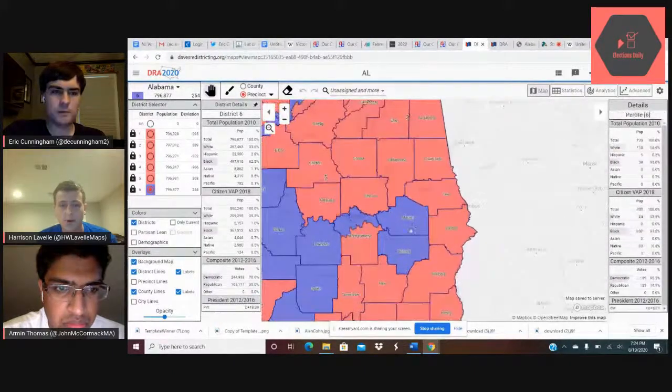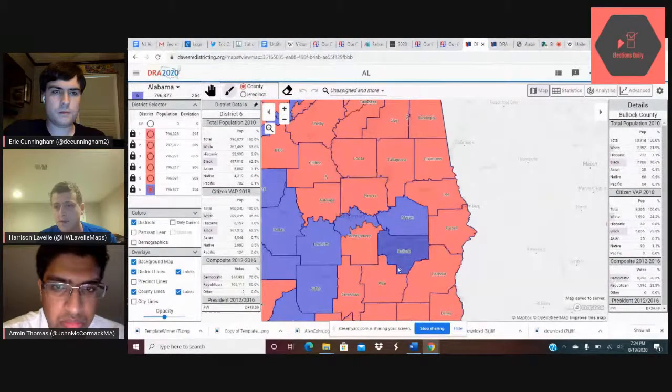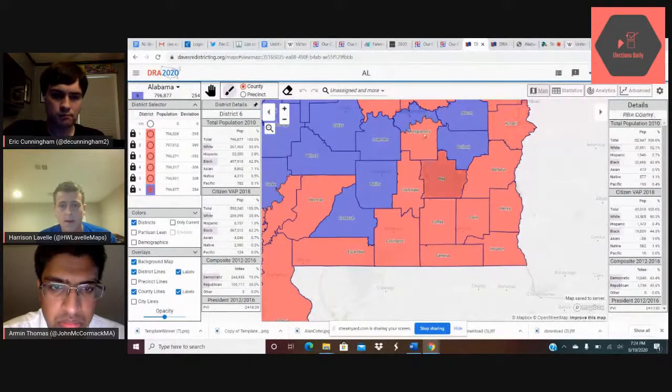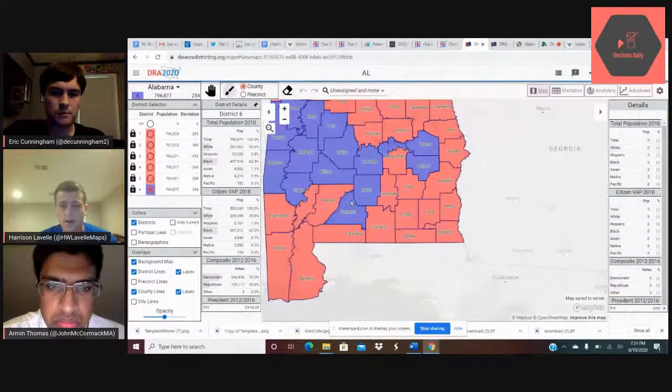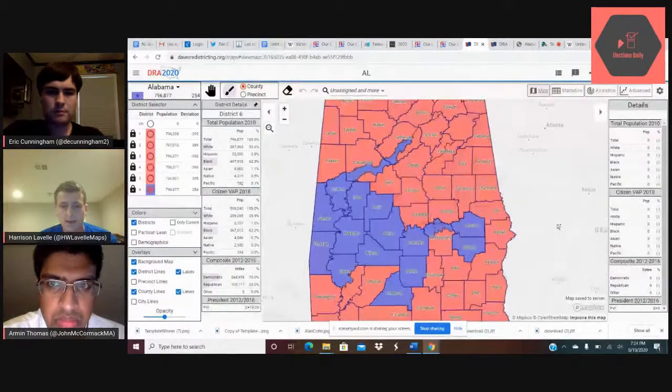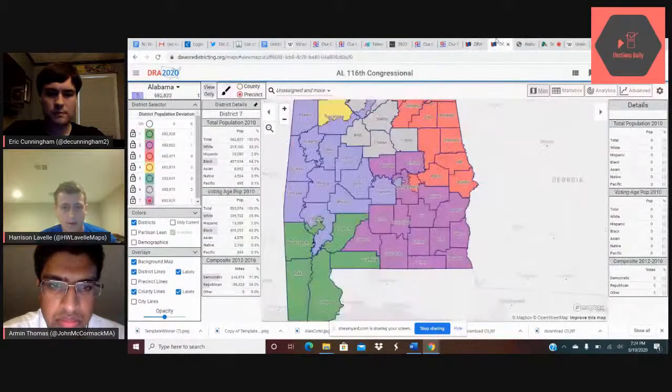And then I took Macon and Bullock because both of them are heavily black counties, as you all know. I mean, Macon County, as you can see, is 83% black. Bullock County is 71% black. And even Butler County has a significant black population, both Butler and Conecuh County, if it's technically a plurality or minority.